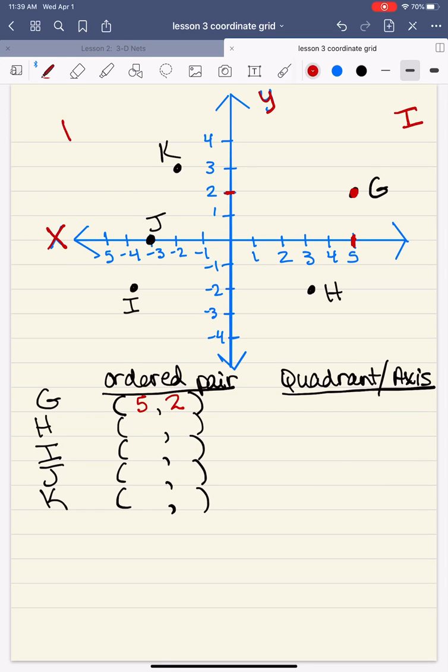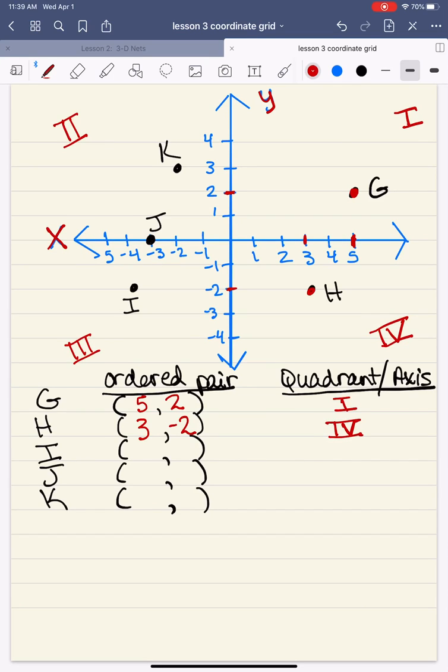If we want to go ahead and label the quadrant or axis, I'm going to go ahead and write those in for us. 1, 2, 3, 4. So point G would be in quadrant 1. Point H, so we're looking here. We give the X first, so that's 3, and then the Y, -2. And that would be in quadrant 4.